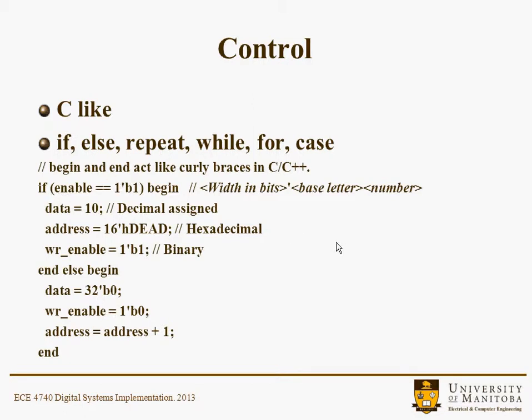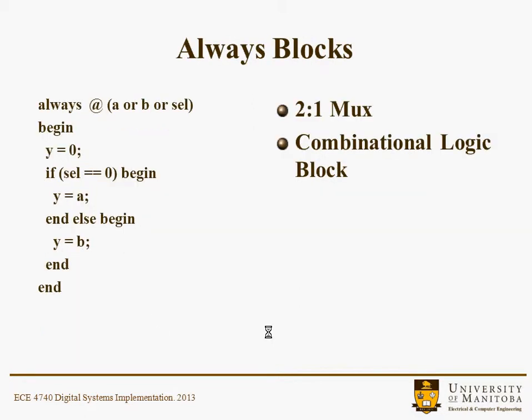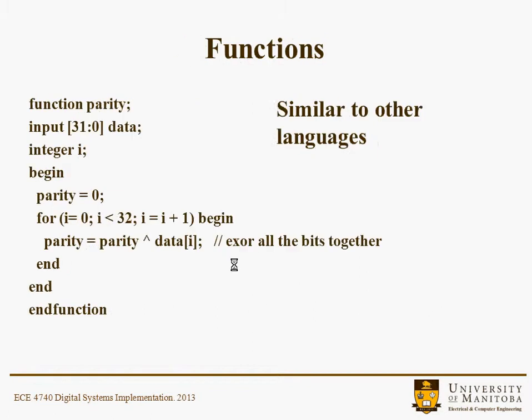So here's just an example where the widths and bits, the base and the number are represented differently down here for this little bit of code. Here's an always block, and it always fires when A, B, or select are changing, because it's sensitive to these, and then it'll run this bit of code. So y will equal 0 if select equals 0, y will equal A, else y will equal B. So it's a 2-to-1 multiplexer, and it's a combinational logic block when it's synthesized.